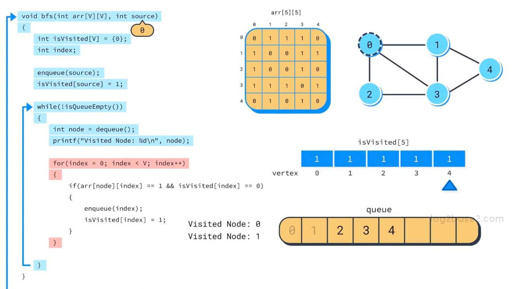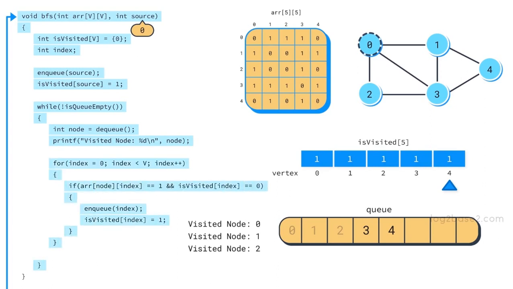In the next iteration of the while loop, the queue is not empty yet, so continue and dequeue the next element, which is 2, and store it in node. Now print 2 is visited and visit all its neighbors. But if will fail here in every iteration since isVisited is 1 for every index. So in the next iteration, dequeue the next element 3 and print it is visited. And again if will fail for every iteration of the for loop, since all nodes are already visited.